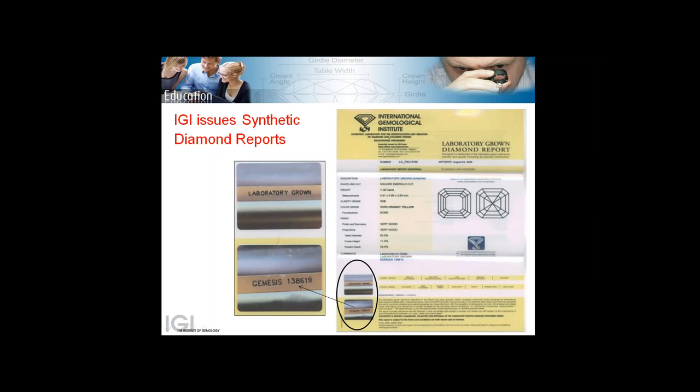Finally, once we've determined that the stone is lab grown, we issue a report on it, and it's very different from the regular IGI report that you see, which is blue. This is a lab grown diamond report, which is yellow in color, so it stands out that it's a synthetic diamond report. And we also inscribe on the girdle "laboratory grown". So if a stone is submitted to us without any disclosure or with disclosure, we issue a report, and we also inscribe lab grown on the girdle.